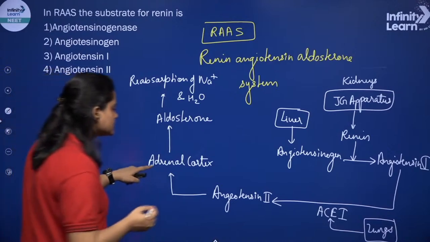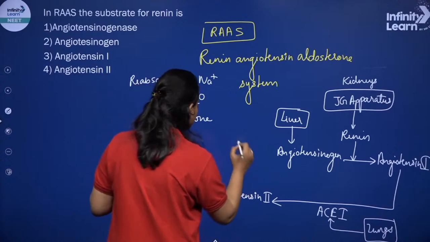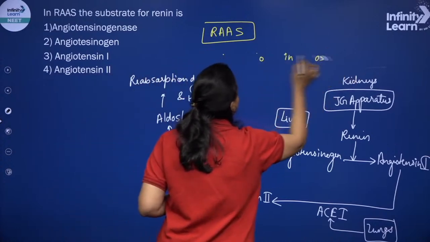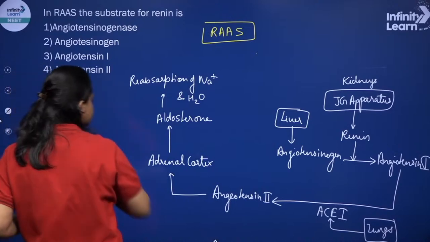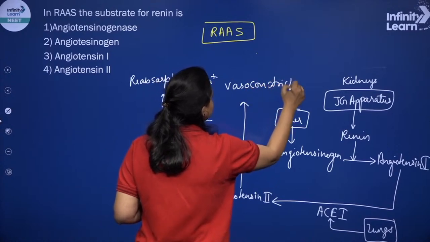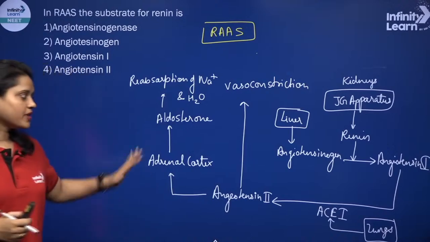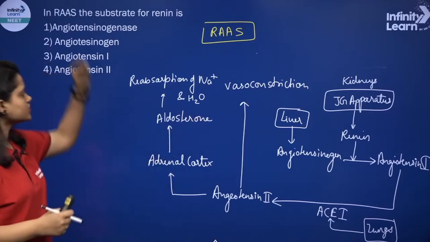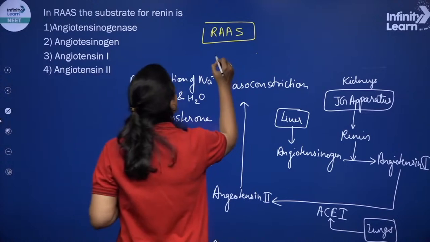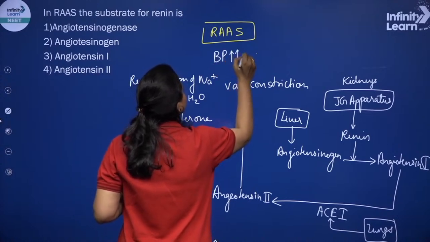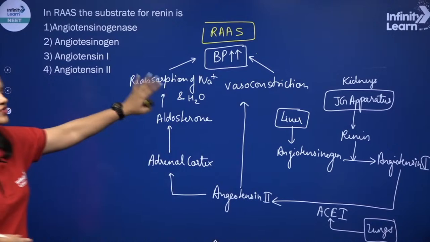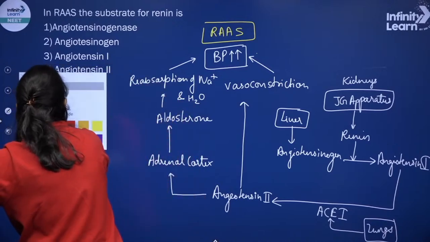Right? Now this is one more function of this angiotensin 2, and this function is to cause vasoconstriction. So this will also cause vasoconstriction. Right? Now, because of this vasoconstriction and because of this reabsorption of sodium and water, what will happen? Ultimately, your blood pressure will increase. Okay? So, what is the function of this RAS mechanism? This RAS mechanism helps in increasing the blood pressure.